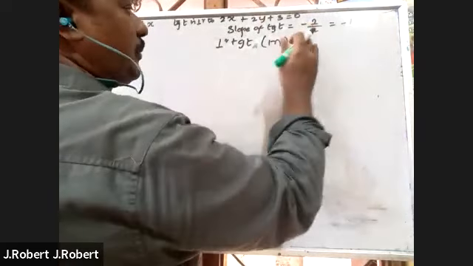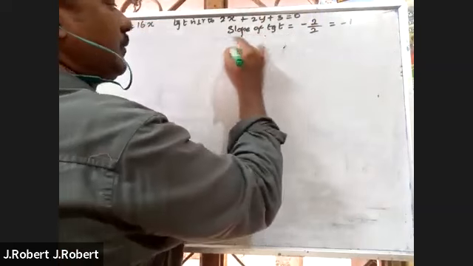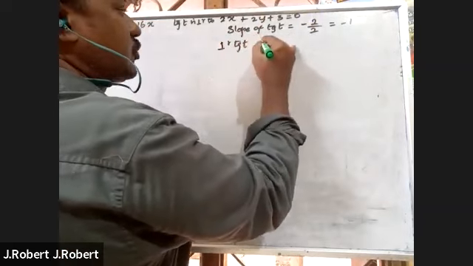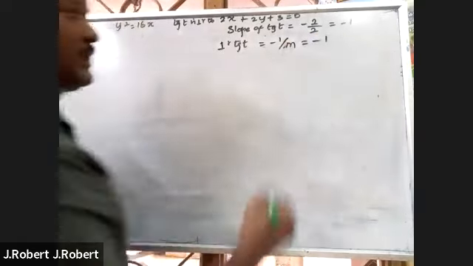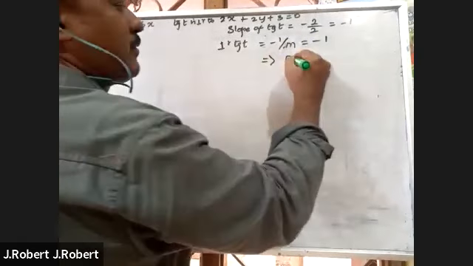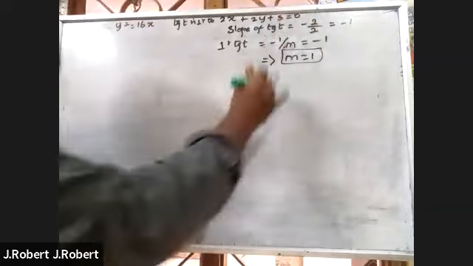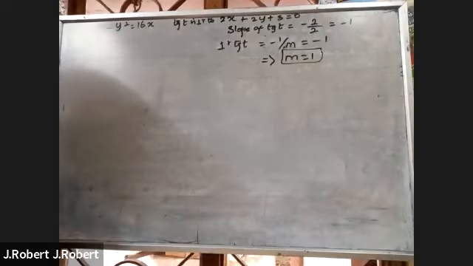That is called the perpendicular slope. Perpendicular tangent is equal to minus 1 by m, which is equal to minus 1. So your m is equal to 1. This is called the required slope. Now we have found out the slope, m is equal to 1.